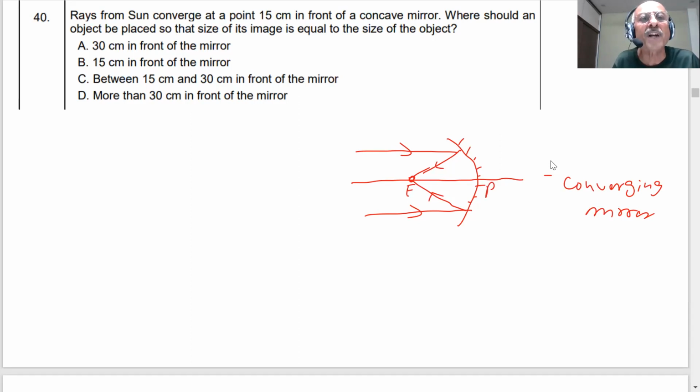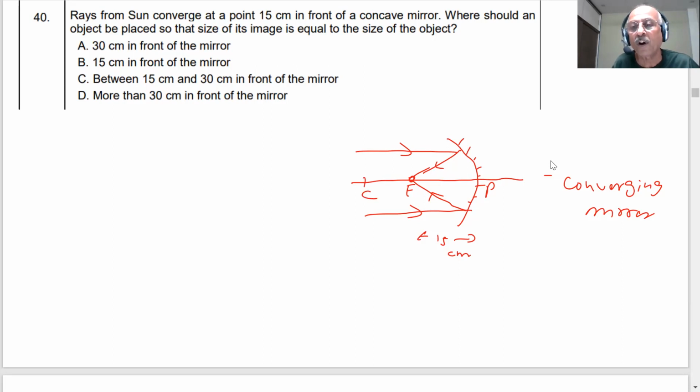They are coming. Where should an object be placed so that its image is equal to the size of the object, student? What is the value given? 15 centimeter. This distance is 15 centimeter, student. You already know we have drawn the ray diagrams for the concave mirror. If you want an image of equal size, then where do you have to put the object, student? At the center of curvature. This is my center of curvature.